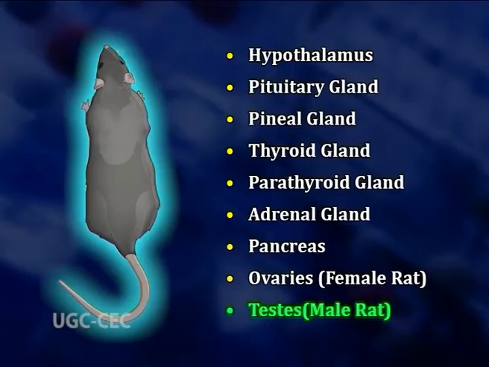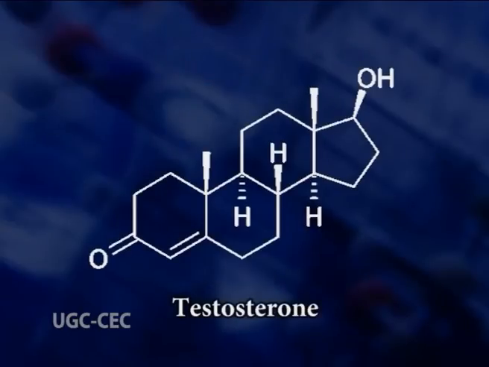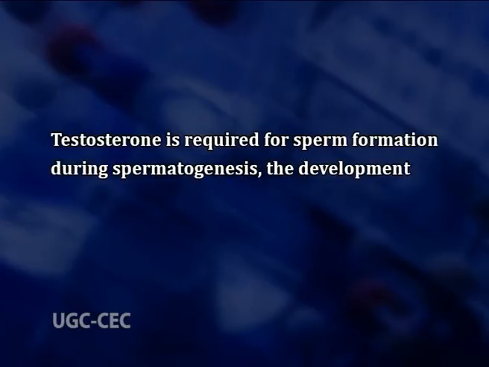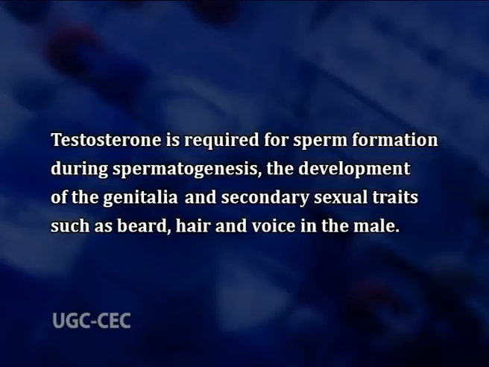Ninth is testis. The male's testes are oval shaped organs that hang in a pouch of skin called the scrotum outside the male body. The testes produce the hormone testosterone under influence of luteinizing hormone, that is LH. Testosterone is required for sperm formation during spermatogenesis, the development of the genitalia and secondary sexual traits such as beard, hair and voice in the male.